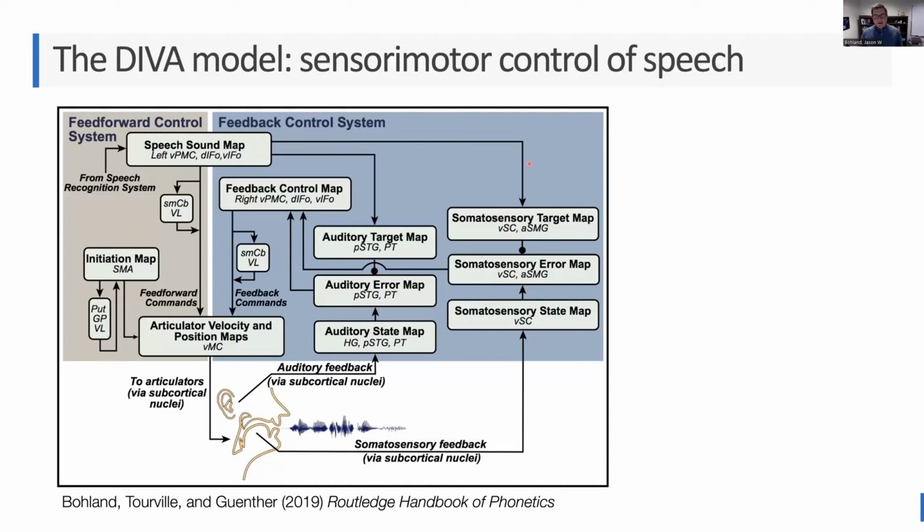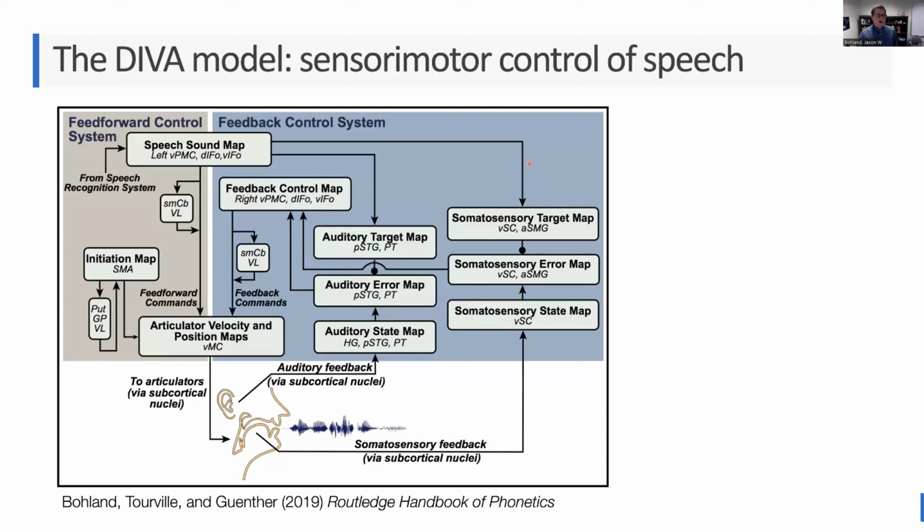And that also comes heavily from having worked during my PhD with Frank Guenther, who is well known for having developed the DIVA model, which is a model of sensory motor control of speech. And one version of the DIVA model is depicted here from our chapter in the Routledge Handbook of Phonetics. I just want to walk through a couple pieces of this.